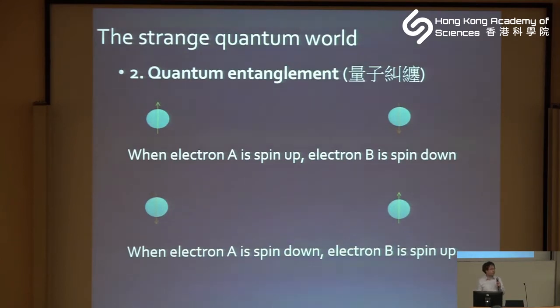This is a very strange thing. You can imagine, I'm operating on the electron that I have here in my hand, but the other electron is 10 light years away, or okay, maybe closer, it's on the moon. So when I do something on the electron that I have, immediately you affect the properties of the electron on the moon. This is also a very strange property of quantum mechanics, and that's called quantum entanglement.